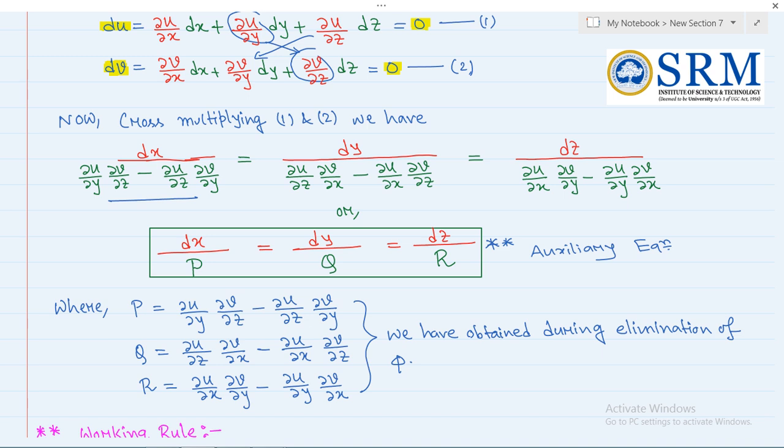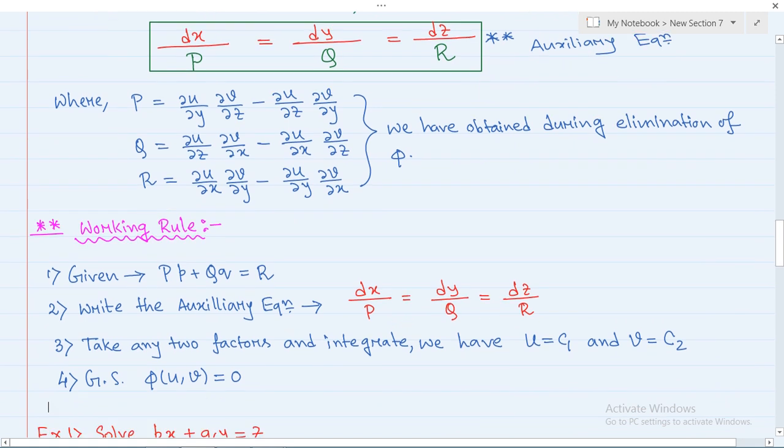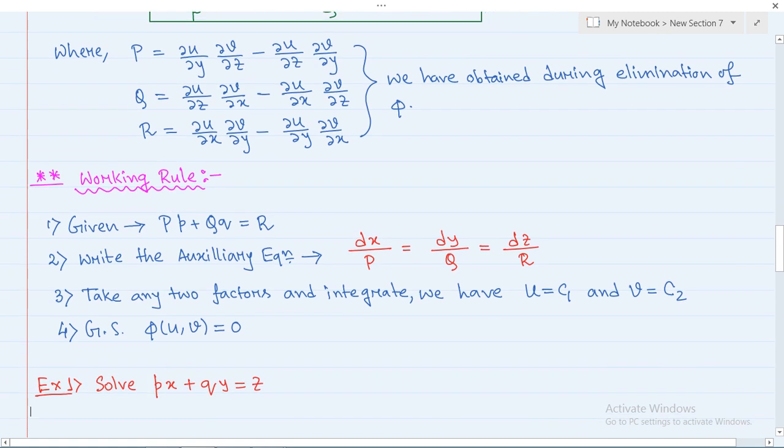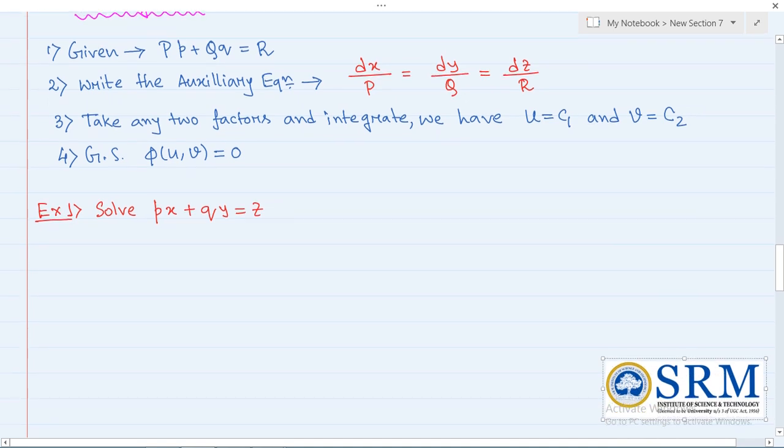Okay, so now let us come to today's topic: how to work with this type of equation. What is the working rule for this? Say the given equation is in the structure of capital P small p plus capital Q small q equal to capital R. This will be our given structure. We have to identify capital P, capital Q and capital R. Thereafter we write down the auxiliary equation, that is dx upon P, dy upon Q, dz upon R.